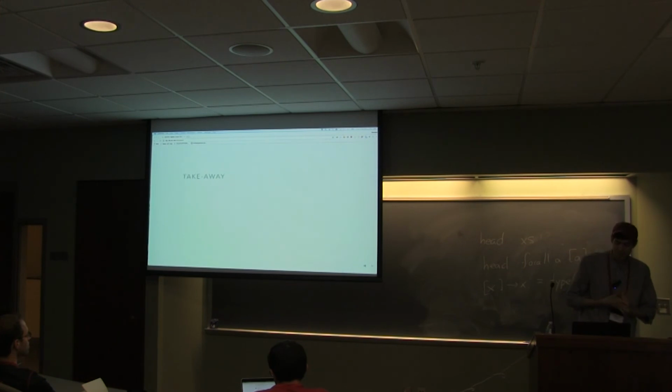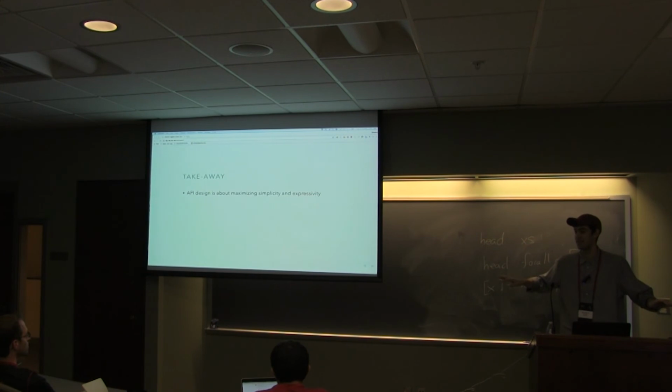OK, what should you take away? Remember, API design is about maximizing simplicity and expressivity. And my notion of simplicity is you don't have to think about things in the interface. Yes, you have to know what a monoid is. But if you know what a monoid is, you know what it is for all libraries. It's not something specific you have to learn for animations. So I'd say it's simple. And it's expressive enough to build any sort of arbitrary animation.